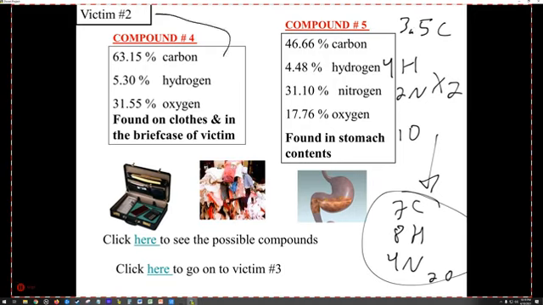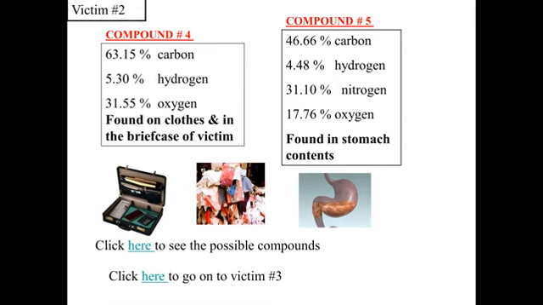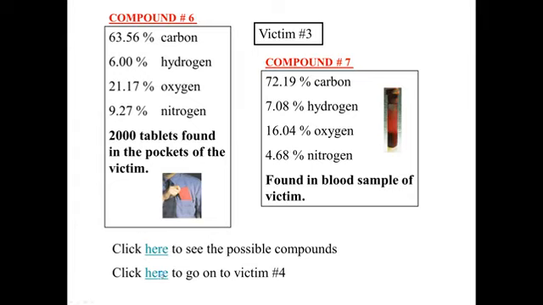And then these two compounds both belong to victim number 2. Compound number 4 was found on the clothes and in the briefcase of the victim. Compound number 5 was found in the stomach. All right, let's look at victim number 3. Man, this is cool.